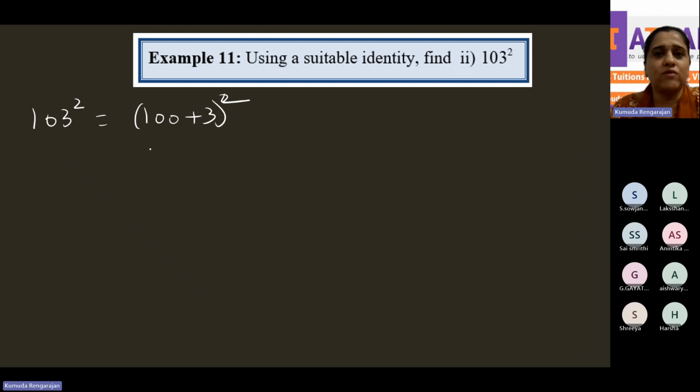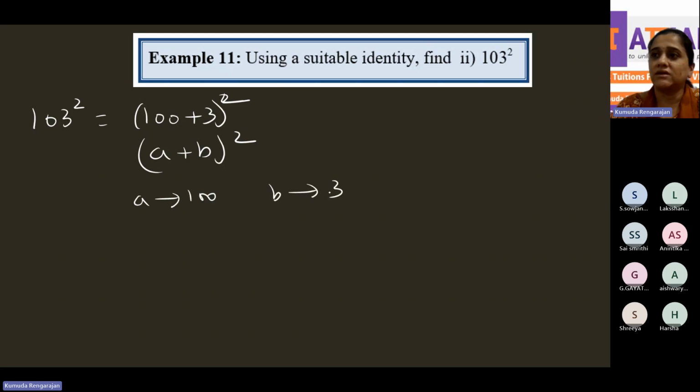Now this is of what form? A plus B, the whole square, correct? Where A is 100 and B is 3. So the question is like A plus B the whole square, because it is 100 plus 3 the whole square. So what's the answer? A square plus 2ab plus B square is the answer. But instead of A, you should use 100.